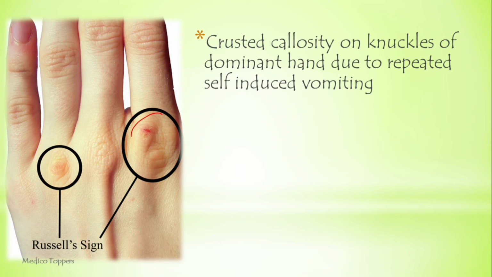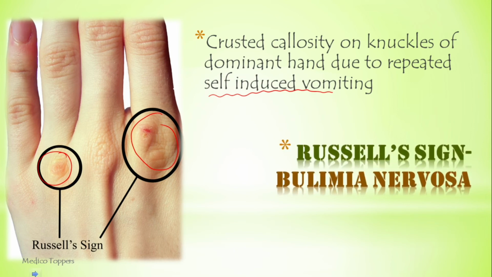Here on the knuckles of the dominant hand, you can see the crusted callosities, and it is because of repeated self-induced vomiting. I think you can easily guess the condition where people undergo self-induced vomiting in the fear of becoming obese. It is one of the psychiatric conditions, that is none other than bulimia nervosa. The people will be eating food, and after that, because of the fear of becoming obese, they used to undergo self-induced vomiting, and this sign is also called as Russell's sign.